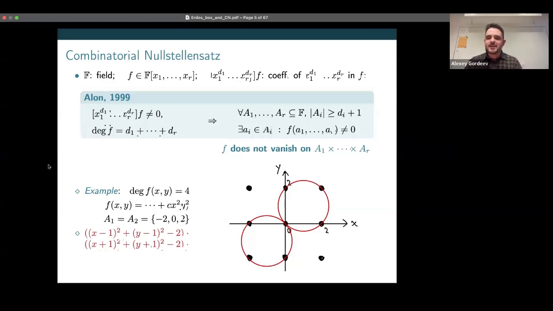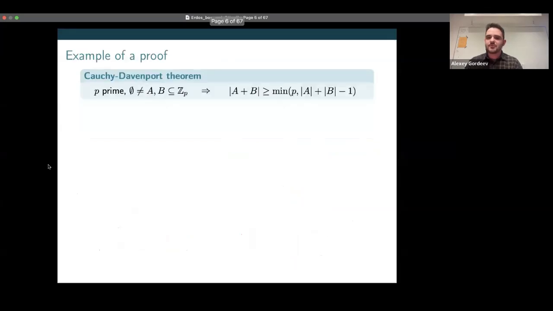So it may be unclear how this can be useful to prove some combinatorial results. Let me give you the simplest way to try and give you an intuition about how it's usually used, to give a classic application. Let's just prove the Cauchy-Davenport theorem, the first theorem in additive combinatorics.